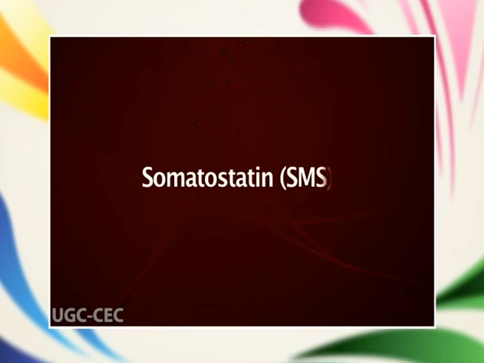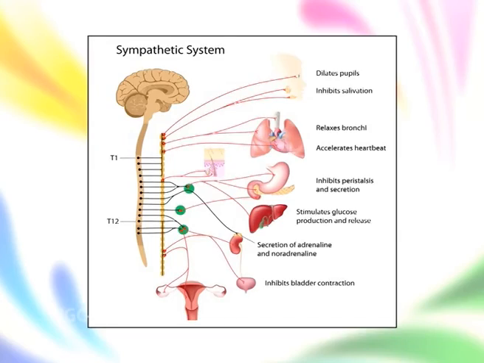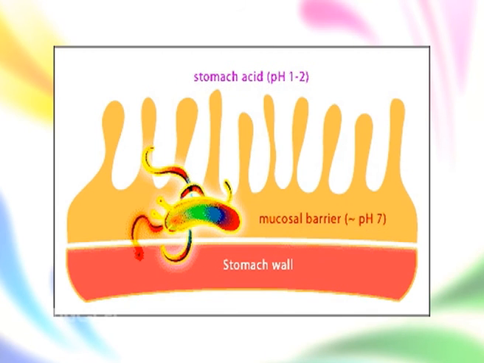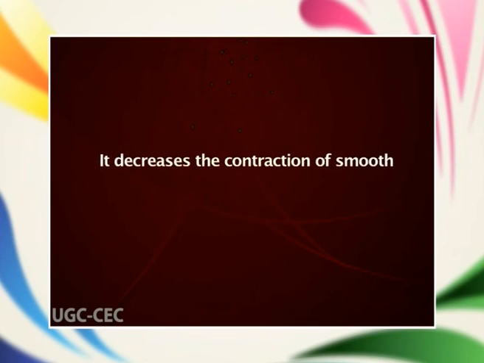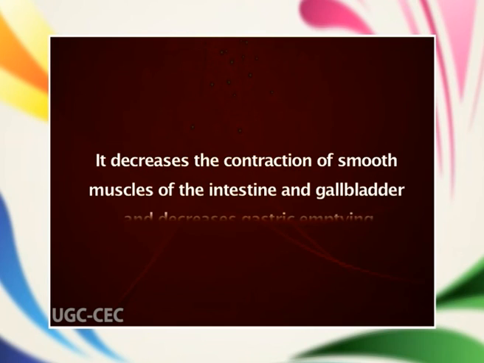Moving on to the next one, that is somatostatin or SMS. It is produced by endocrine and paracrine D cells in the intestine. It is a mixture of peptides and its secretion is stimulated by activation of sympathetic nervous system and acidic pH. The secretion is inhibited by activation of parasympathetic nervous system. It decreases the contraction of smooth muscles of the intestine and gallbladder and also decreases gastric emptying.